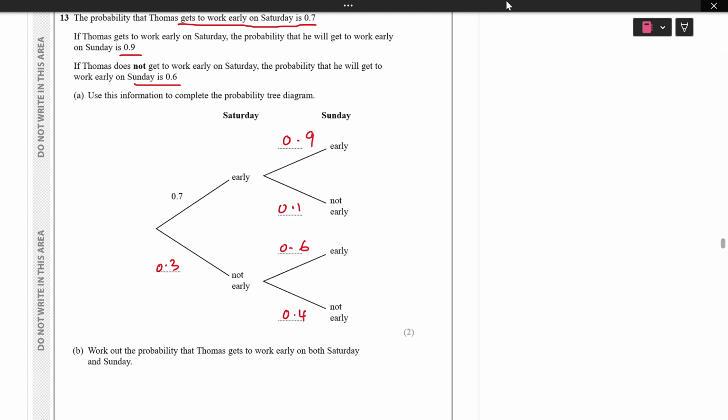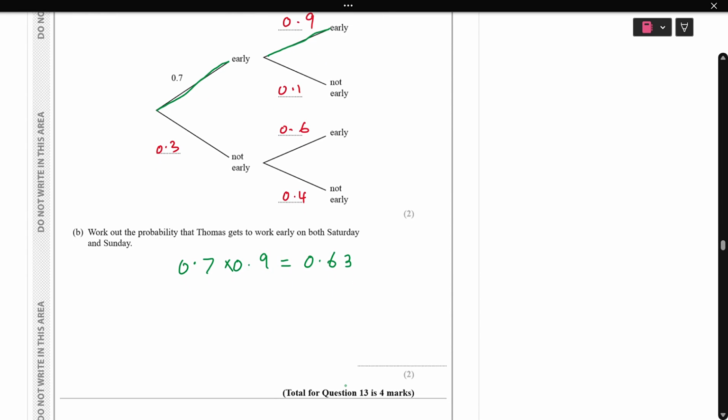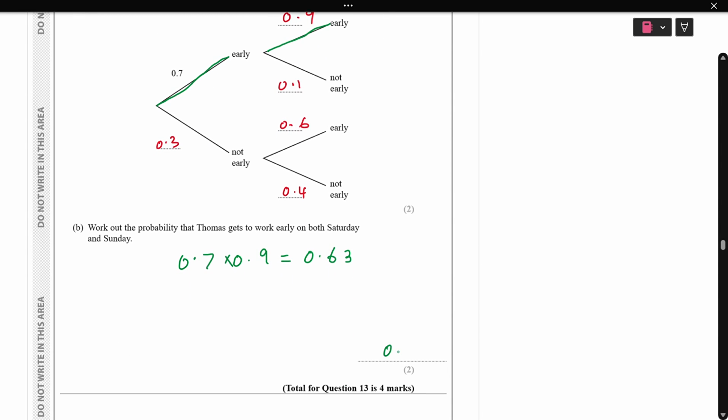Work out the probability that Thomas gets to work early on both Saturday and Sunday. So we need to go for this path, both early. So 0.7, and again here we need to go this path. So 0.7 times 0.9 is equal to 0.63. 0.63 is the correct answer.